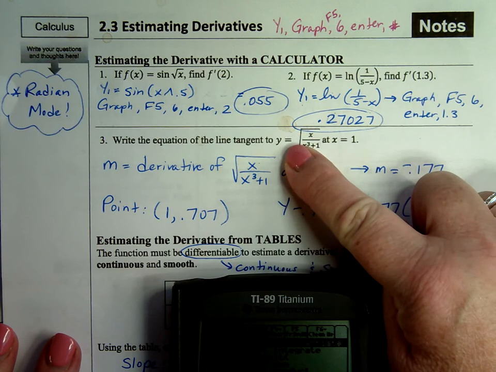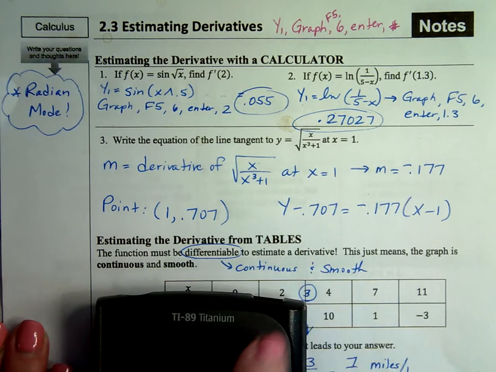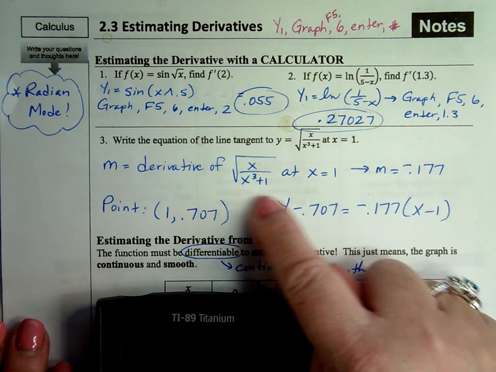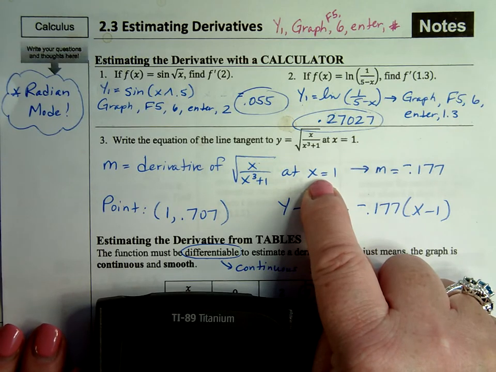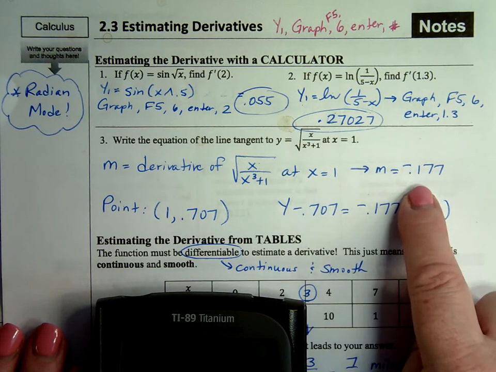All right, so next question says, write the equation of a tangent line. Well, for the equation of a tangent line, you need a slope and you need a point. For any type of line, you need a slope and a point. Slope is the derivative. So the question is, what's the derivative of this function, square root of x over x cubed plus 1, when x is 1? And so you do the same thing. You type it into your calculator, just like we've been doing. You do your graph, your F5, 6, enter, and this time you're putting in a number of 1. When you do that, you get negative 0.177.